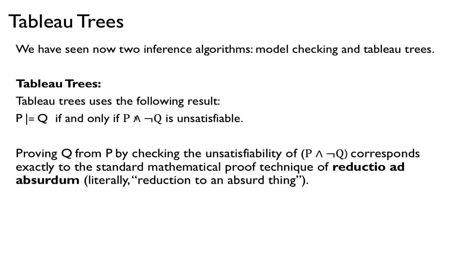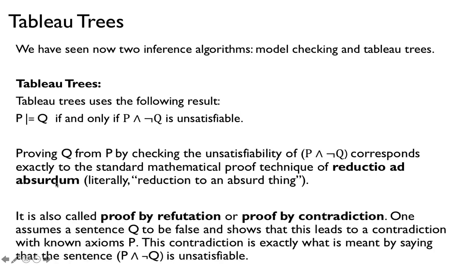And so proving Q from P by checking for the unsatisfiability of P and not Q basically corresponds to a technique in math called proof by contradiction, or reductio ad absurdum, which is Latin for reduction to an absurd thing. This is also known as proof by refutation or proof by contradiction. In fact, another way to describe these trees is to call them refutation trees. And we saw last time that we expand the tree, and if the tree is closed, then we do have entailment.